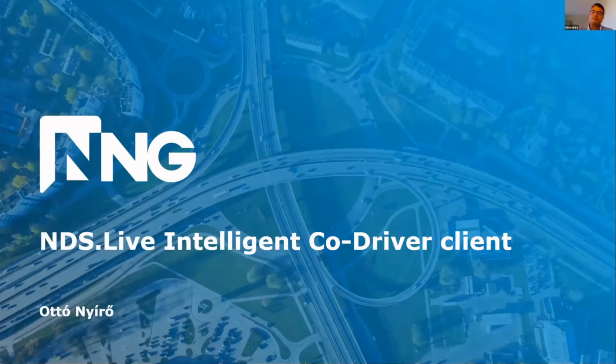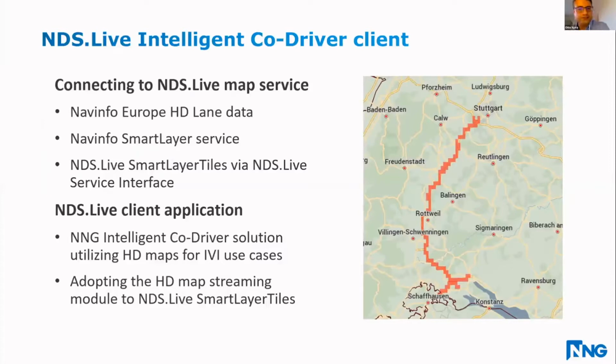This is a software module where we combine navigation, route paths, HD maps, lane level positioning, and sensor information, and provide advanced guidance instructions. So it's mainly utilizing HD map for IVI use cases. And as this client is utilizing HD map, we connected to the Navinfo Europe HD map service.